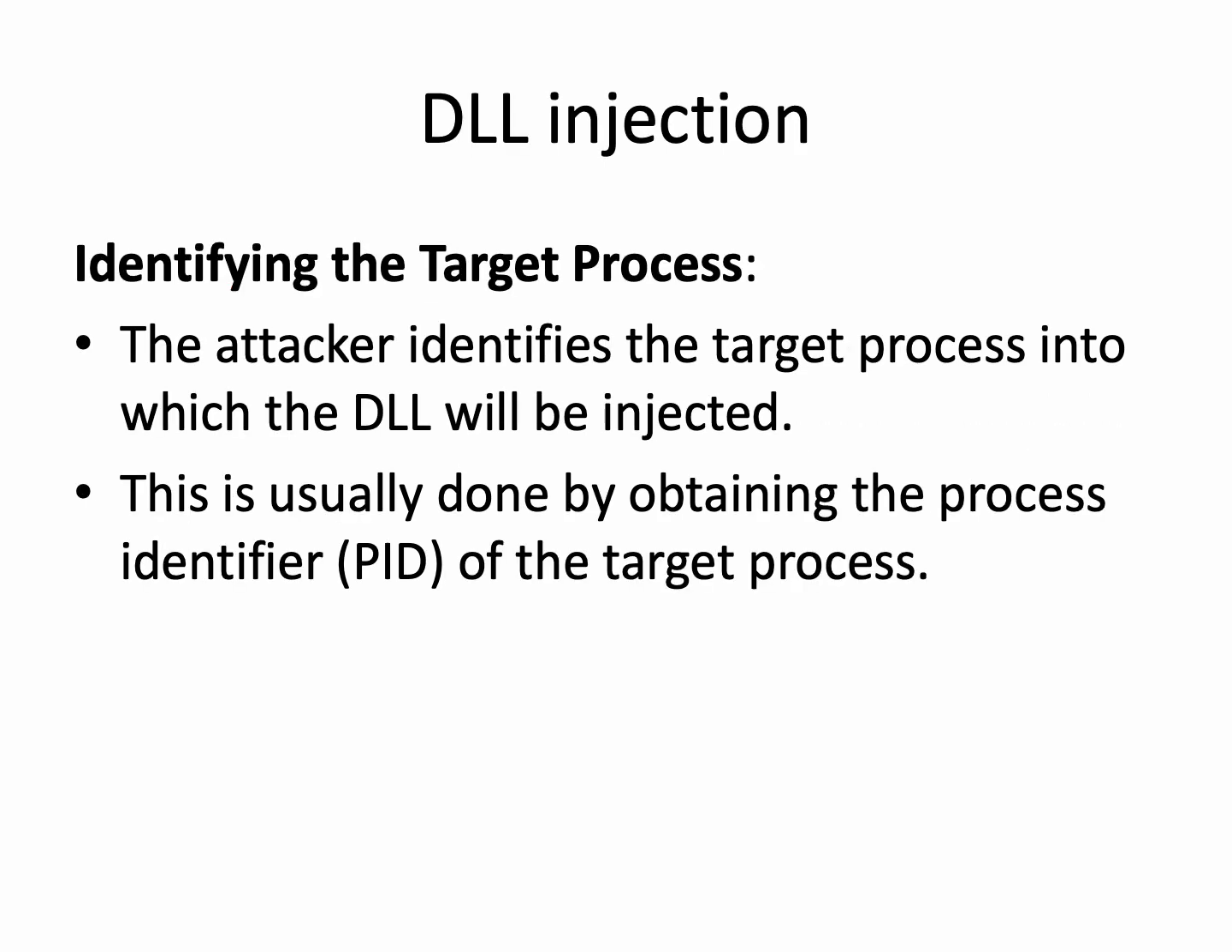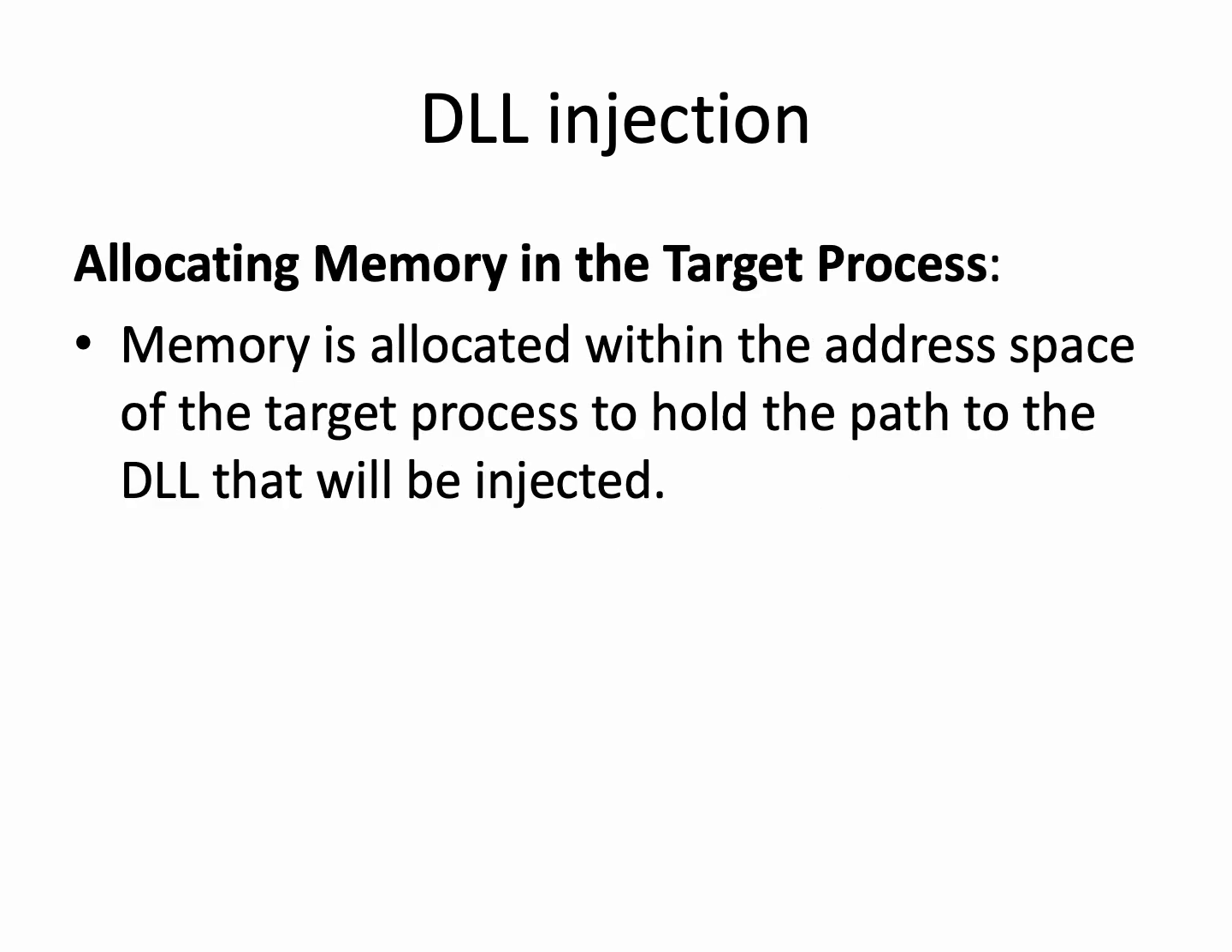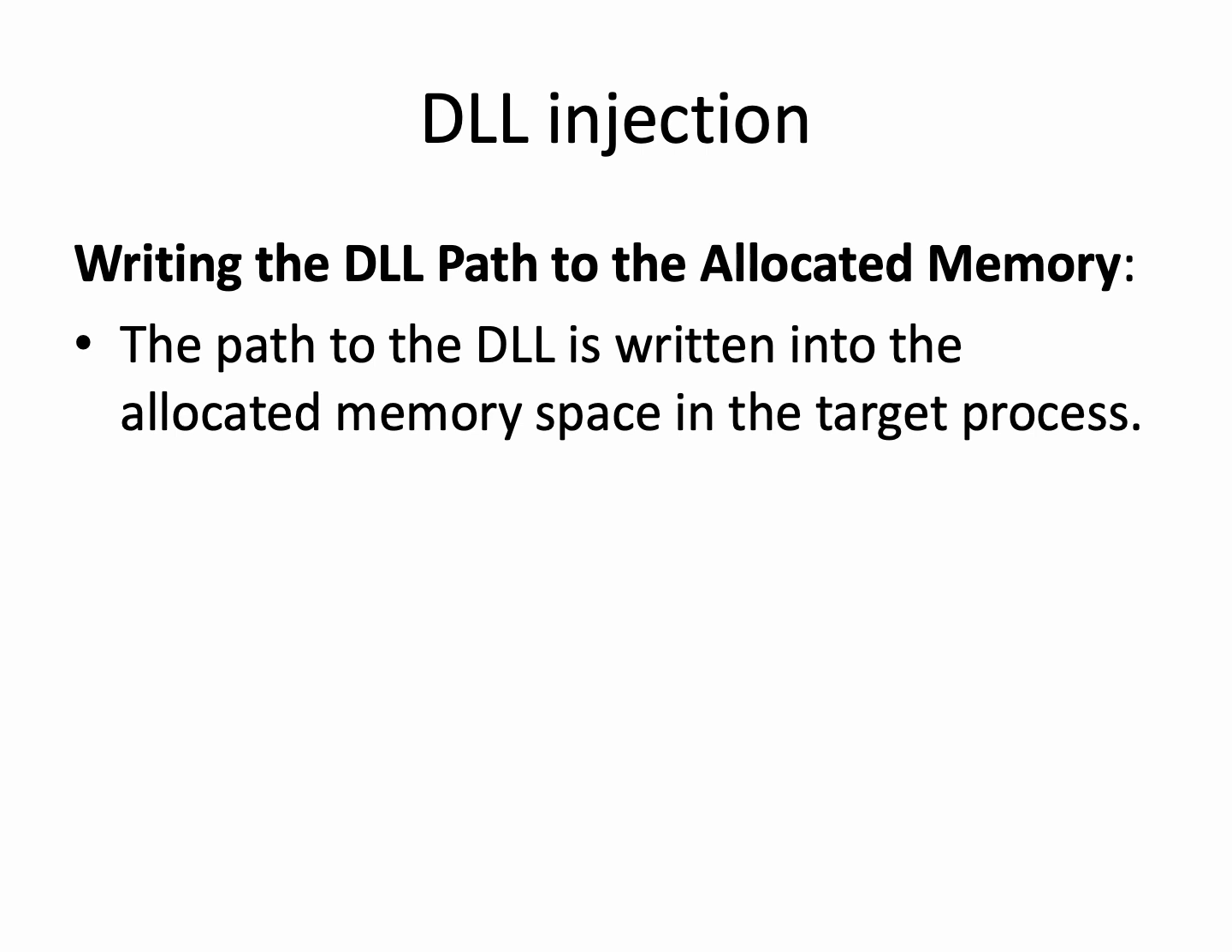And there are a few common steps for DLL injections. First is to identify the target process. The attacker will try to identify which process the DLL will be injected into, and this is usually done by obtaining the PID, the process identifier. Then after that, it tries to allocate memory in this target process and find some space to hold the path of the DLL that will be injected.